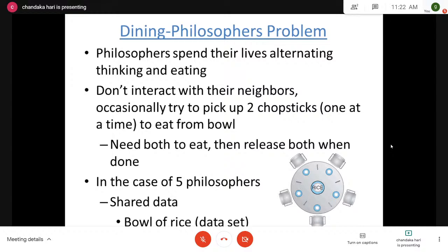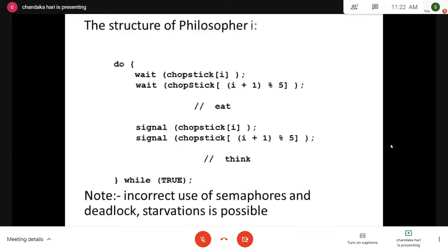So in case you want to put the rice on their plates, what do they need to do? They have to pick up 2 chopsticks. So now I have defined a semaphore variable. Chopstick 5 is initialized as 1. That is, all 5 semaphore variables have been declared. Now how is it implemented?